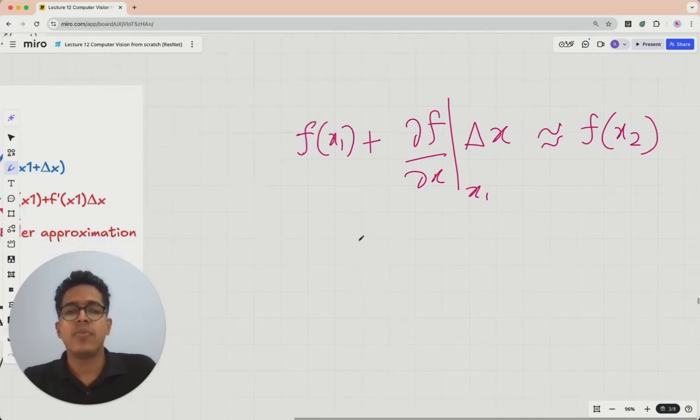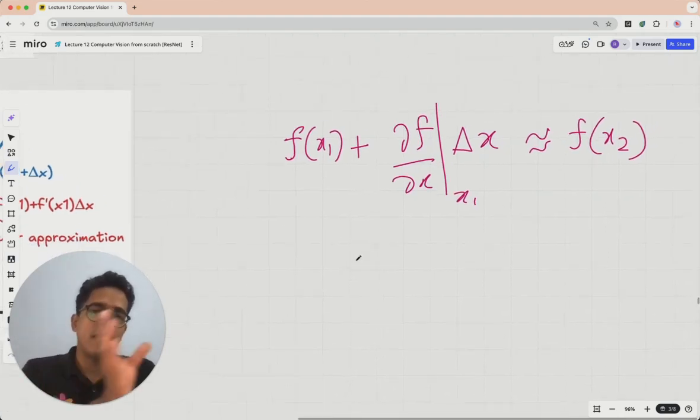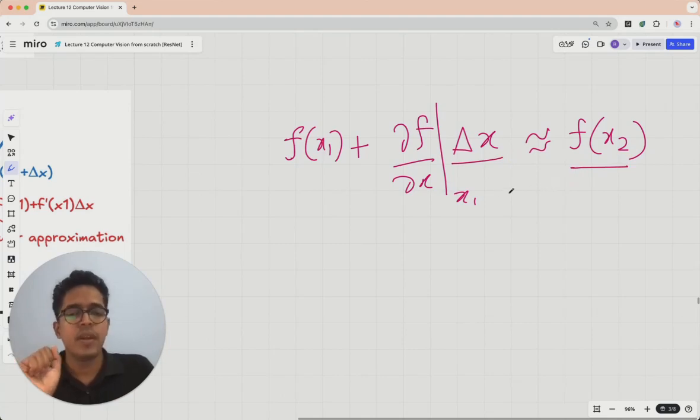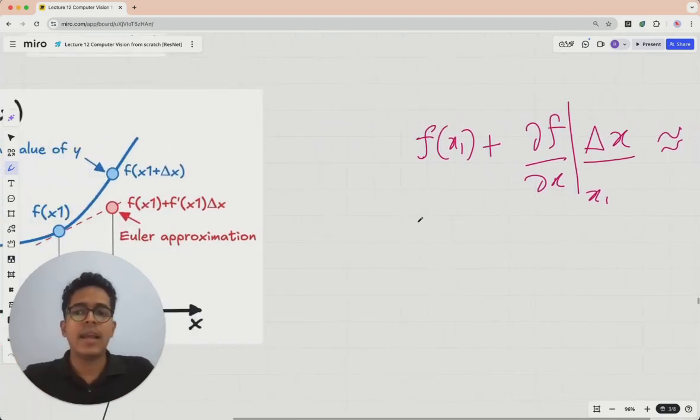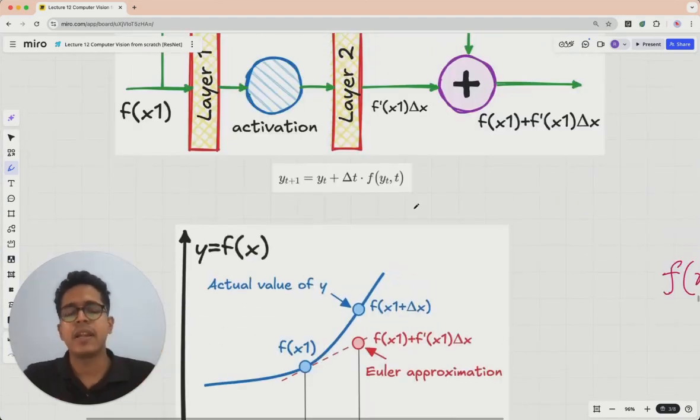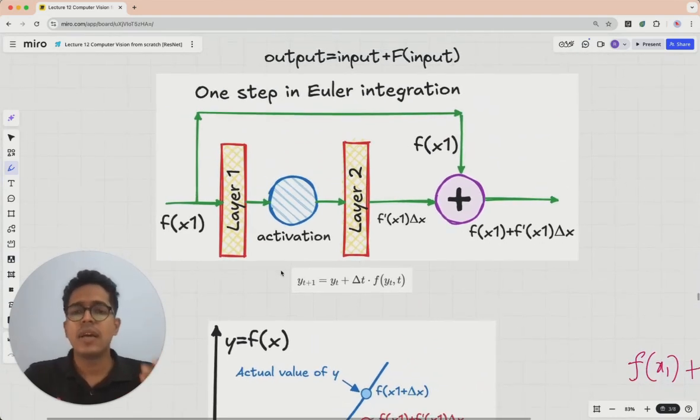Now if you want to find f of x at some other value of x, which is far away from x1, you can repeat these steps again and again, many times. And the more refined the value of delta x is in each step, the better the approximation you will get for f of x2. So this is Euler integration, and you can think of implementing this using the skip connections of ResNet. But that's not the ideal application of it. But this is very similar to how ResNet learns the difference if you are unblurring a blurry image.